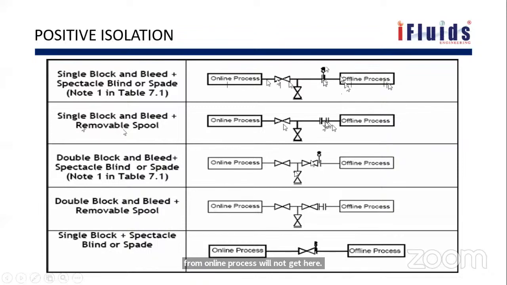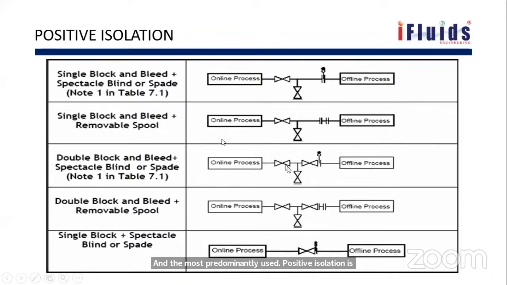So here I have two isolation walls, which decrease the chances of this process fluid getting down here. So you have provided two walls and a blind flange. Here you have provided two walls with a removable flange. Here you have a single wall and you have provided a blind. Okay. So these are the different kinds of positive isolation, and the most predominantly used positive isolation is double block and bleed walls.